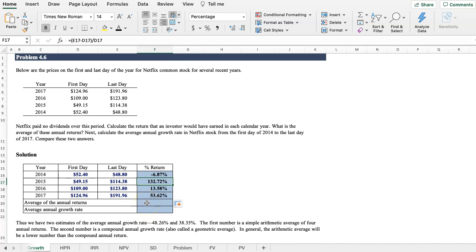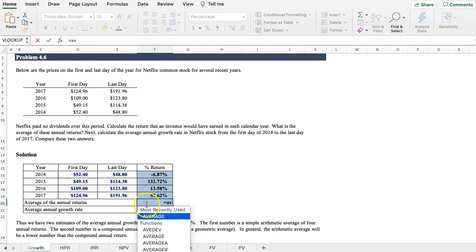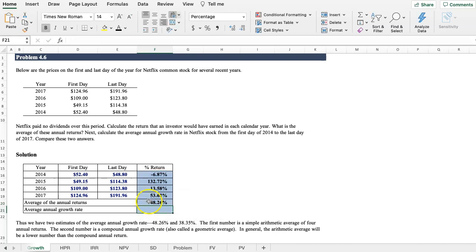If I want to calculate the average, I could just use the average function, and it pops up there. Then I just highlight the 4 cells, close parentheses, and it's going to create just a straight average of a return. But I want to actually calculate the growth rate, the annual growth rate.